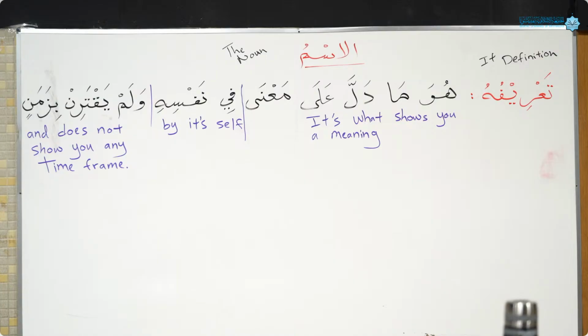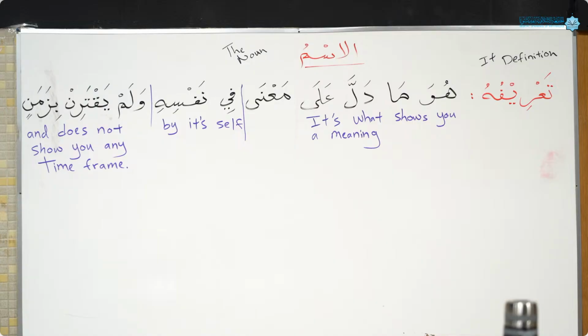Oh, by itself? For example, when I say iPad, you don't need me to put it in a sentence. But if it was a particle, a harf, like in, I have to say inside the drawer. I have to say on the table. By itself, if I say in, on, at, you don't understand anything. So when I say by itself, we're differentiating between a noun and a harf. When we say no time frame, we're differentiating between a noun and a verb. You understand? So the definition is basically what defines this noun versus the other two.